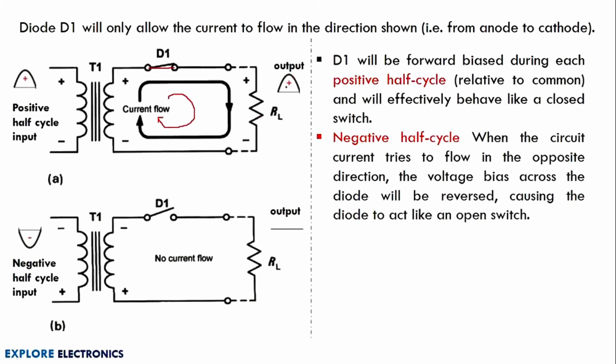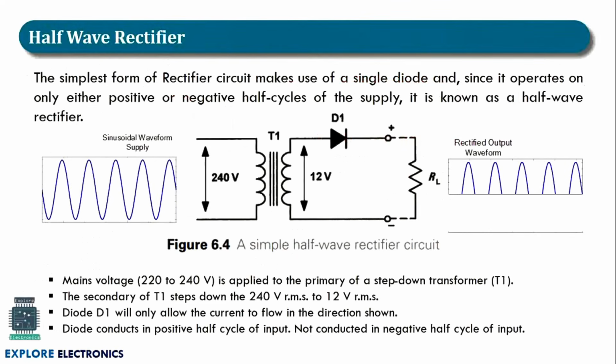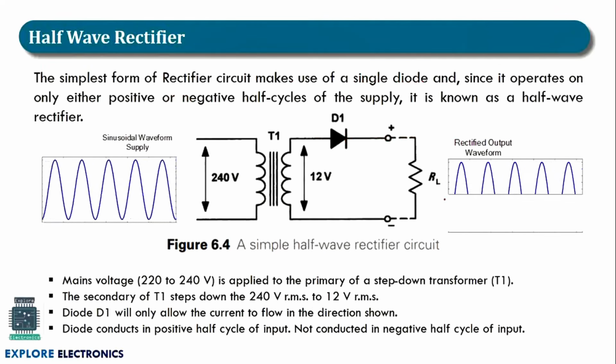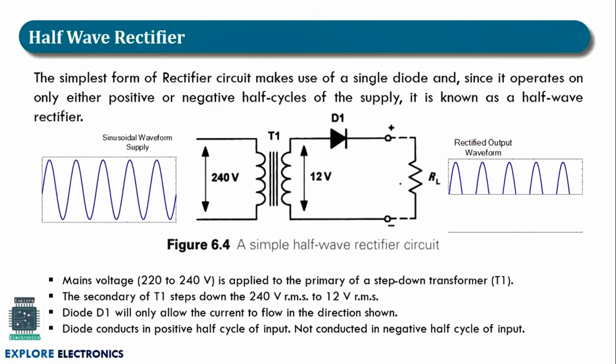When it is reverse biased, meaning the negative half cycle of the input is given, what happens? The diode becomes reverse biased. Diode reverse biased means the diode will be off. So the switch is open, and there is no connection between this end and this end. So there is no current flow. When there is no current flow, there is no output across RL. That's why in the previous slide we saw the output is only a half cycle. When the negative half cycle of the input comes, there is no output here.